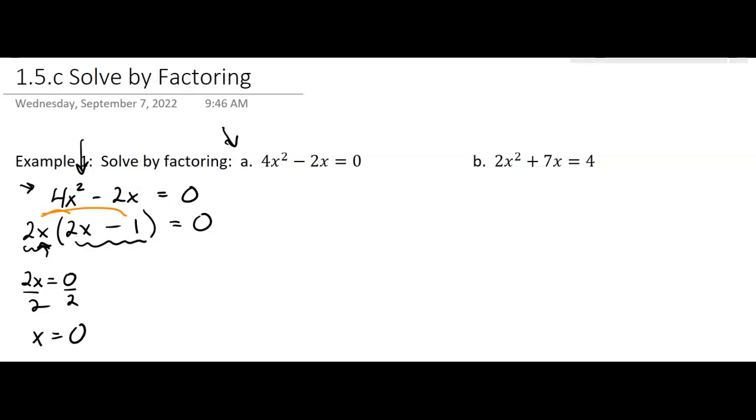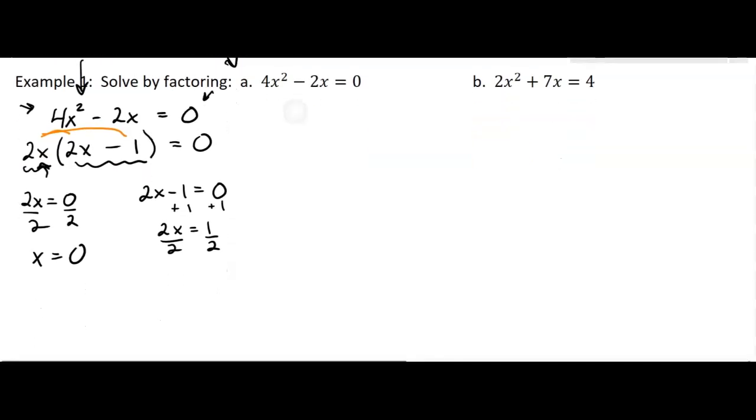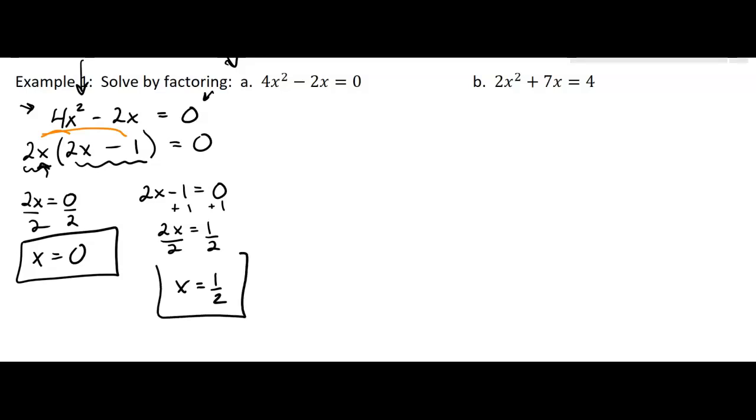The other factor I have is 2x minus 1. And now I want to set that equal to 0. So I took my equation. Oh, by the way, it was set to 0. I forgot to mention that. Then I factored it. Then I'm setting each factor equal to 0. And now I want to solve this. You don't have to write these steps probably, but if you do, when in doubt, write it out. Okay. And so I get x equals 1/2. So I have two solutions, x equals 0 and x equals 1/2.